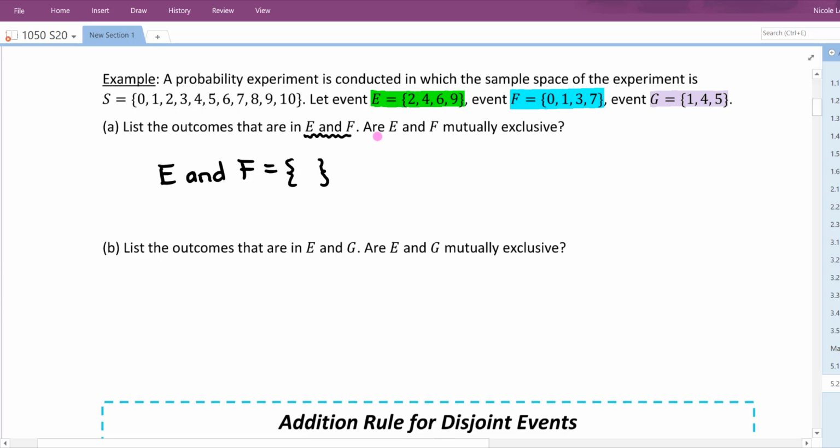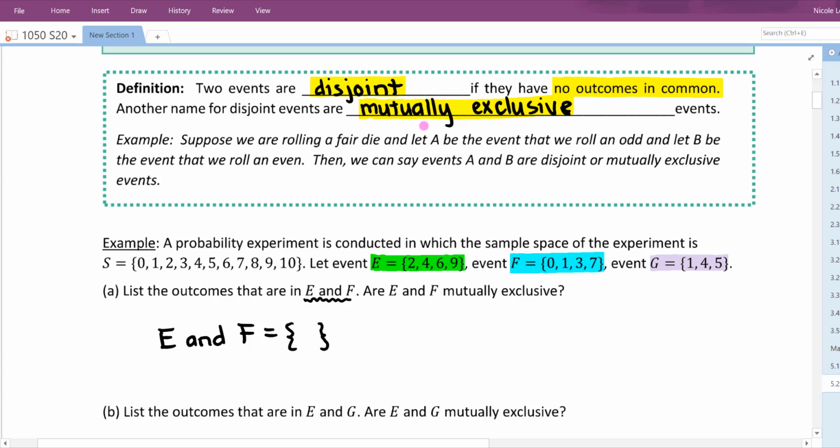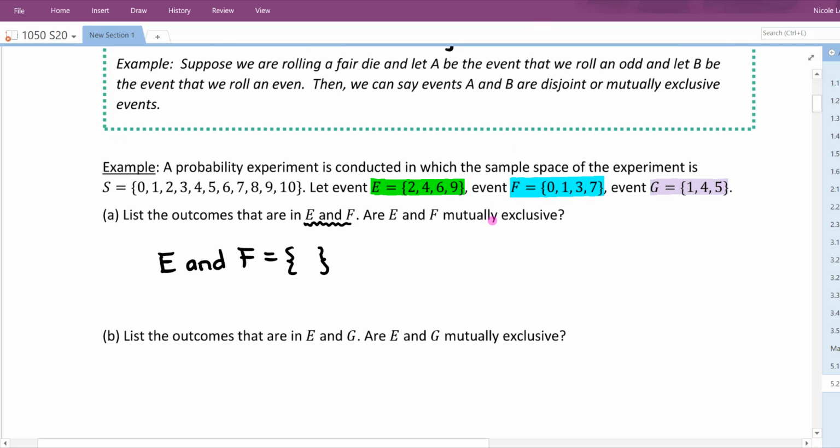So answering the last part, it's asking again, are E and F mutually exclusive? Well, remember the definition of mutually exclusive or disjoint is that they have no outcomes in common. And that's what we're seeing here with these two events, E and F, is that they don't have any outcomes in common. So then we would say that yes, they're mutually exclusive. Or again, another term for mutually exclusive is disjoint. Since E and F don't have anything in common, that's why we would say they're mutually exclusive or disjoint.